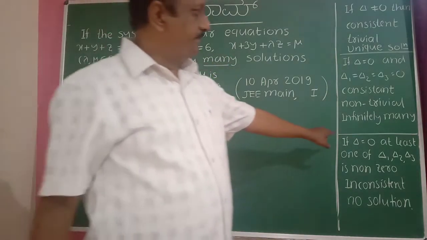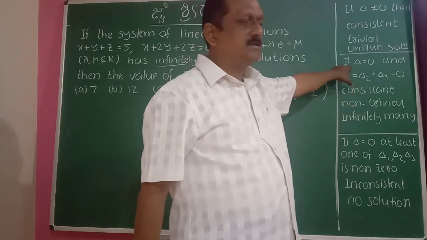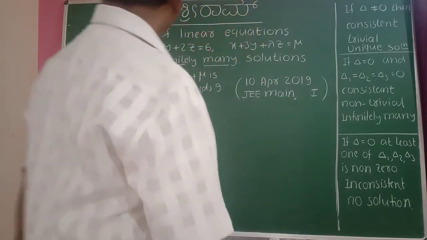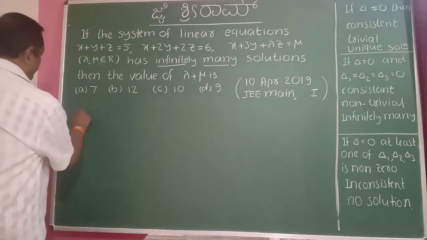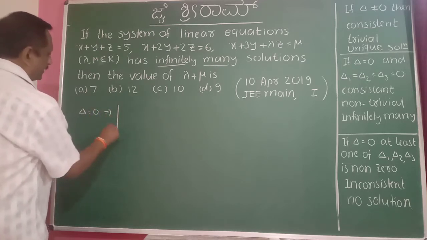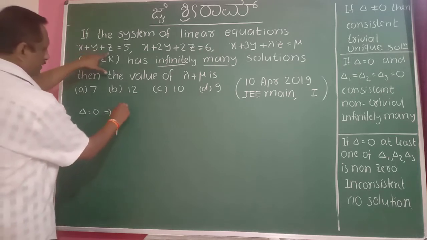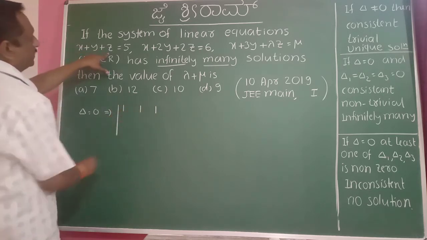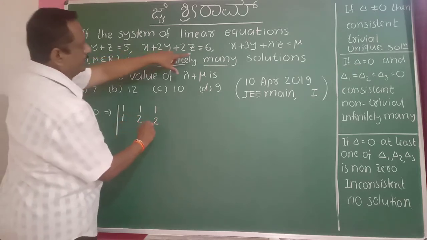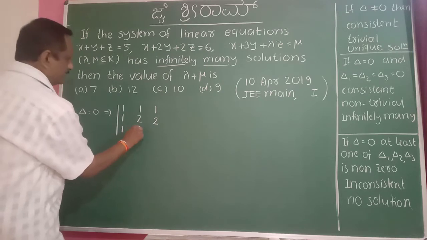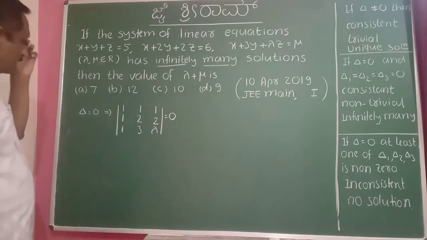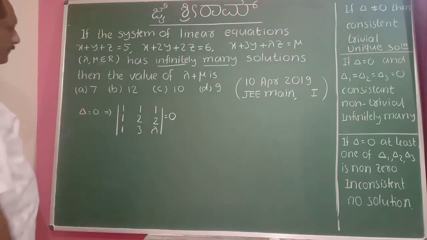So if the system has infinitely many solutions, then obviously delta is 0, delta 1 is 0, delta 2 is 0, delta 3 is also 0. Therefore I am taking delta equal to 0. So delta equal to 0 implies the determinant of the coefficients 1, 1, 1, then 1, 2, 2, then 1, 3, lambda is equal to 0. Now we will expand it and find the value of lambda.